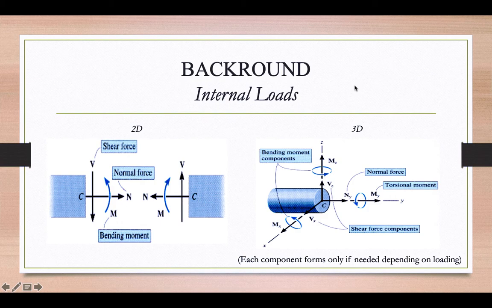When a beam is loaded, internal loads form. In 2D, these loads are looked at as the vertical shear force, the axial normal force, and the bending moment. In 3D, we have these same three components along with the addition of others, and each component will form only if needed depending on how the beam is loaded.